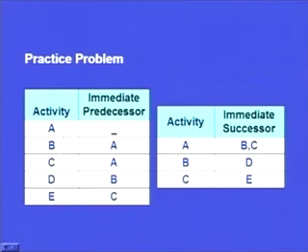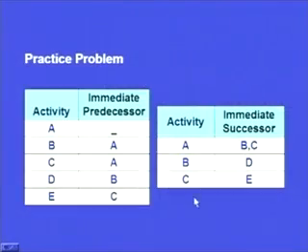So we know the activities, we know the immediate predecessors for the activities. Similarly, the successors of the activities are also shown. Now a successor is the activity following the previous activity. Now A will be succeeded by B and C, B will be succeeded by D and C will be succeeded by E. Now this is a very simple problem in which only the logical precedence has been provided.